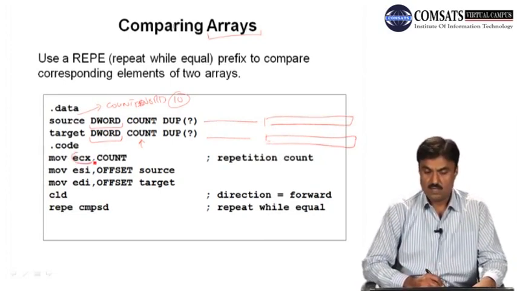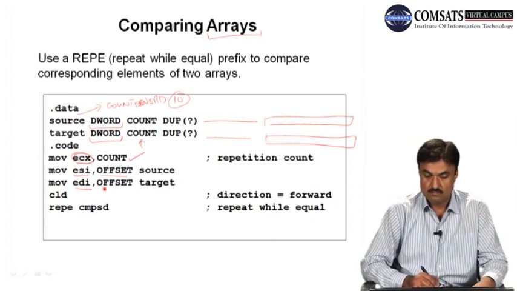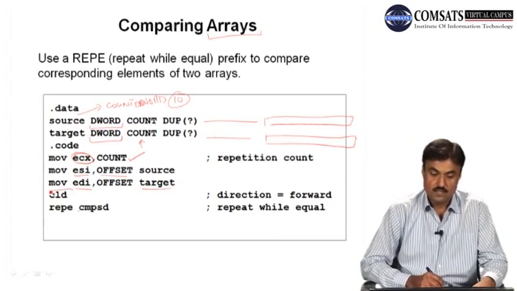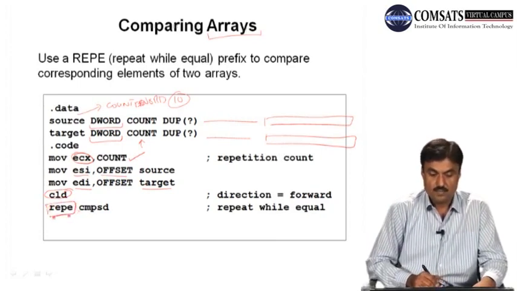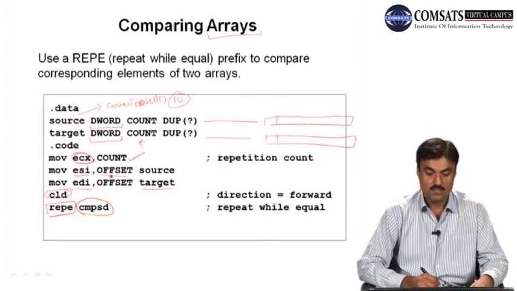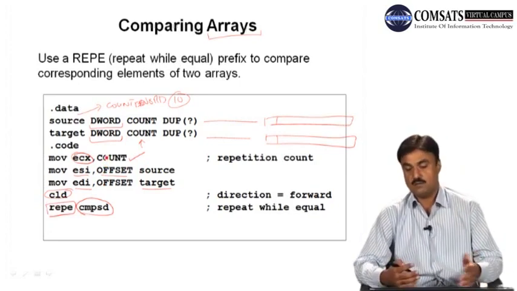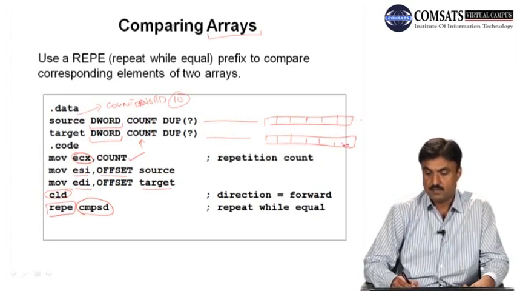ECX must have the count, and it will repeat itself. ESI must have the source, EDI must have the offset of the target, and then we clear the direction flag, so we are moving in the forward direction. We will repeat until they are equal, comparing the double words, and we'll repeat count number of times. If count is equal to 10, all these 10 values will be compared, but how many times we can repeat depends on this value.